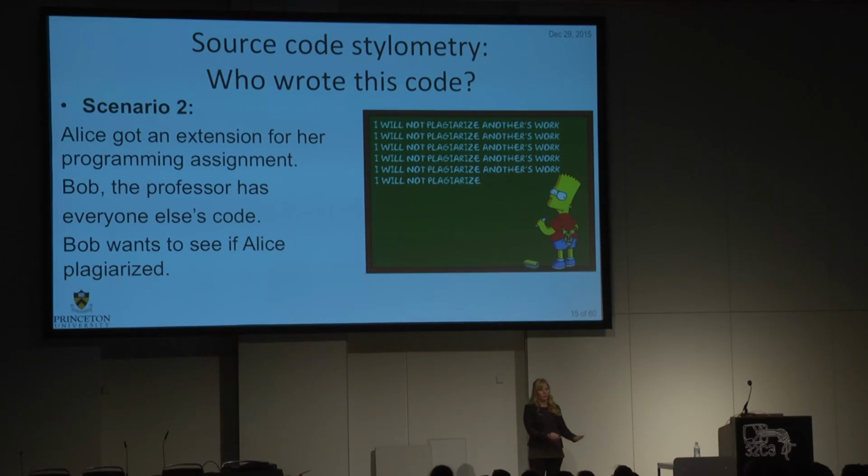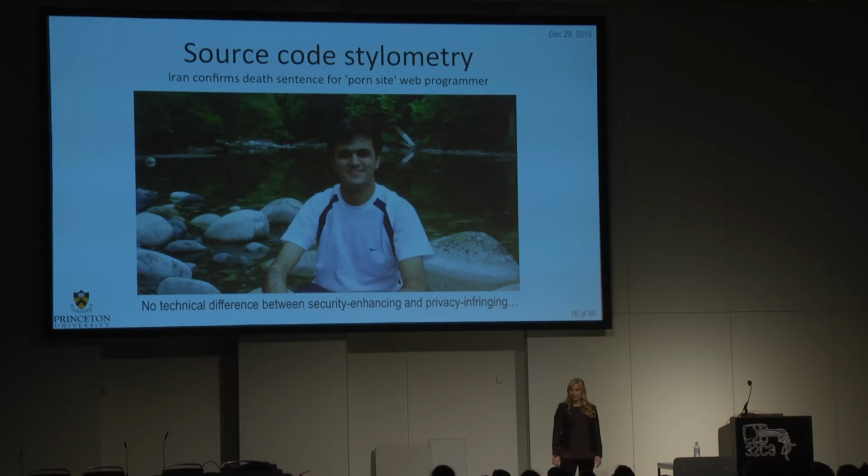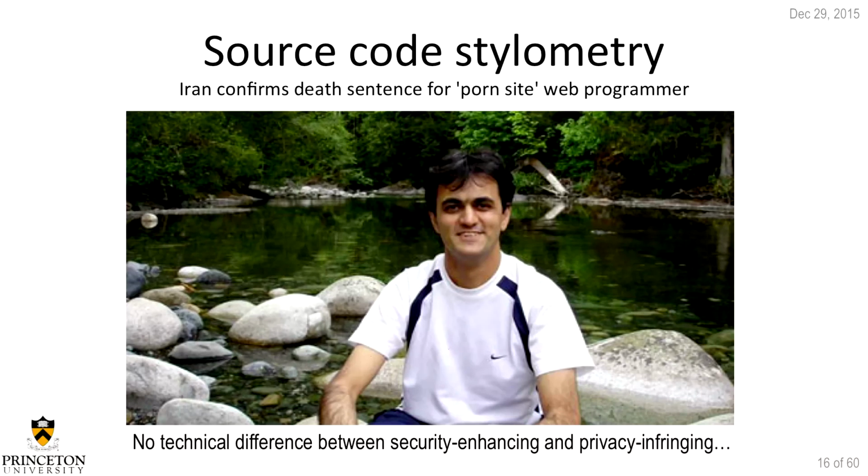So you're a college student, and you got an extension to your programming assignment. And Bob, your professor, wants to know if you have plagiarized or not. So he's going to train a classifier on all the submissions by the other students, and then he can check if there are extreme similarities between coding styles, a similarity that doesn't really belong to your former coding style. Unfortunately, these two examples were security-enhancing examples, but source code stylometry could also be very privacy infringing, so you have to be very careful when you want to use it.